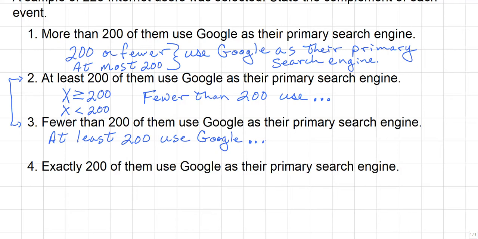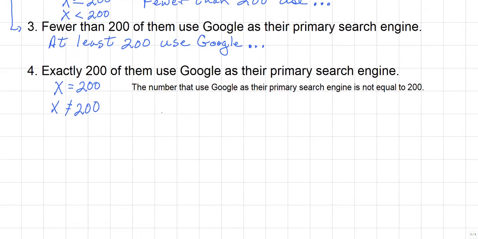And then finally, number 4, exactly 200 of them use Google as their primary search engine. Now, we didn't talk about "exactly" previously. I was saving it for this one. So if exactly 200 is my event, X equals 200, the complement of that will be that X will not equal 200. So then I can simply say the number that used Google as their primary search engine is not equal to 200.